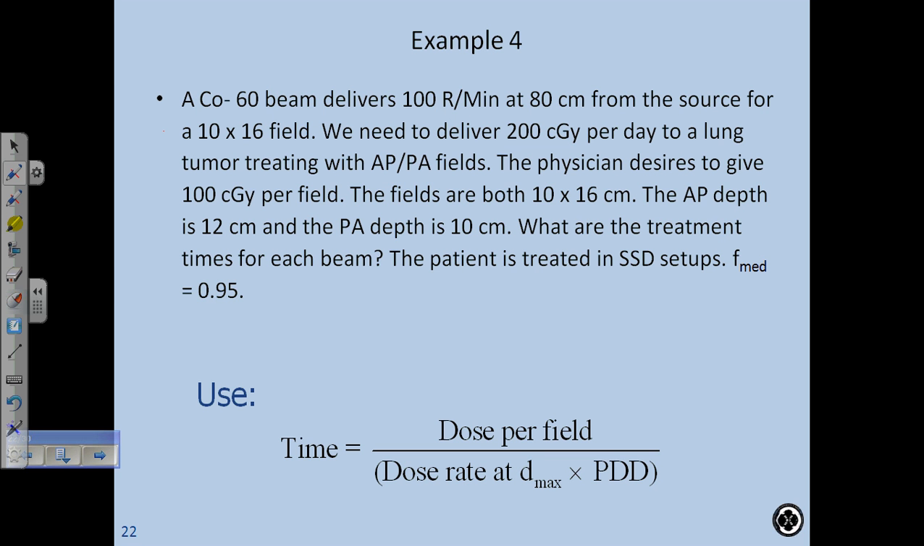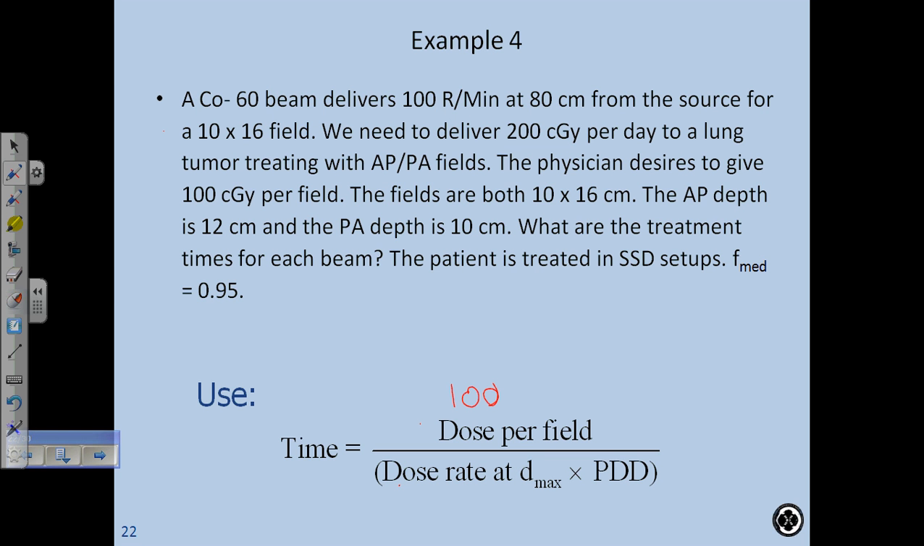Okay. All right, so I'll give you this equation. When I say, what are the treatment times for each beam, here's the equation you're going to use for treatment time. For Cobalt-60, we don't use monitor units. You folks are probably not going to use a Cobalt-60 beam, but in Cobalt-60, instead of typing in monitor units, they type in time, in minutes or seconds. So time is equal to dose per field, and we know that that's 100, so that's a known. That's 100. And then dose rate at Dmax times PDD. Okay, so we're going to use that. So we need to know dose rate at Dmax.